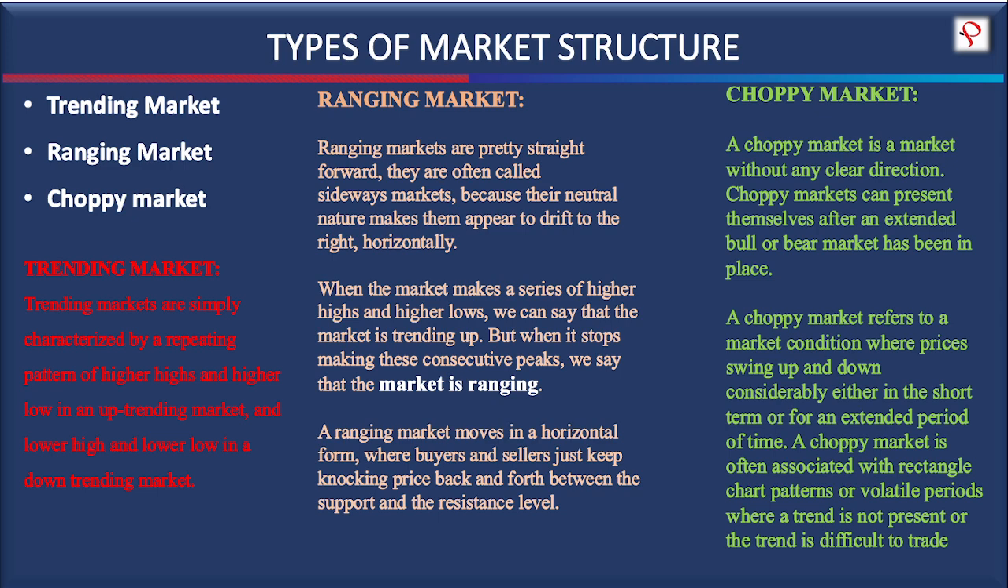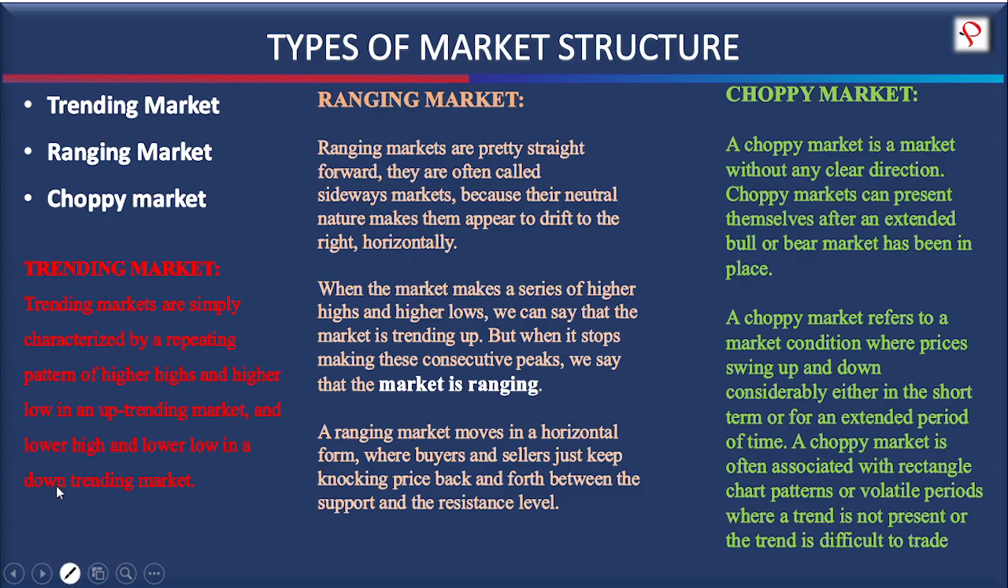All right, I'm going to show you guys on the chart. Now, what is a ranging market? Ranging markets are pretty straightforward. They are often called sideways markets because their nature makes them appear to drift to the right horizontally. So when the market makes a series of higher highs and higher lows, we can say that the market is trending up. But when it stops making these consecutive peaks, we say the market is ranging. So a ranging market moves in a horizontal form.